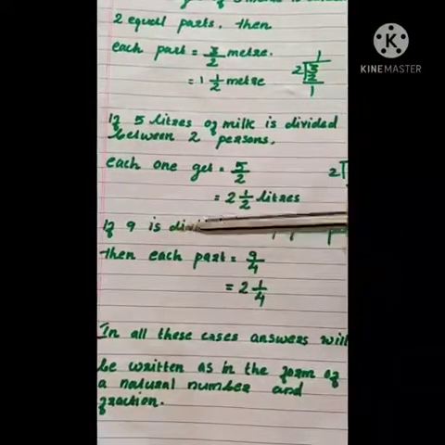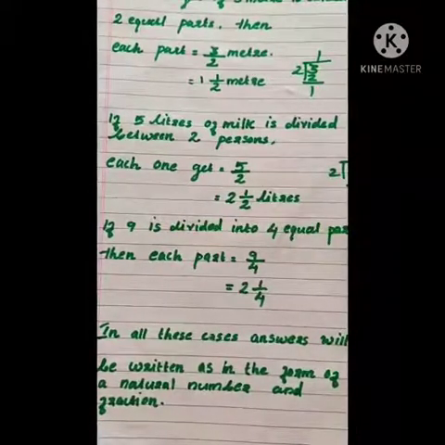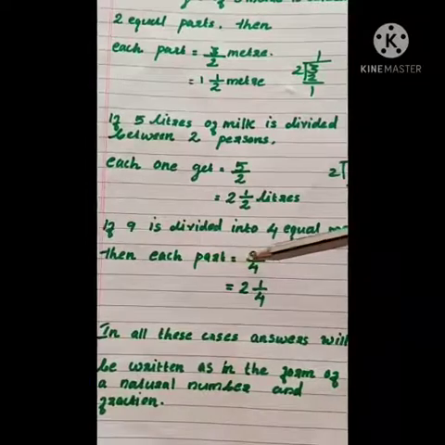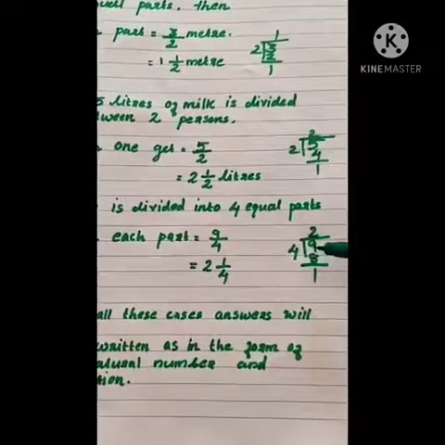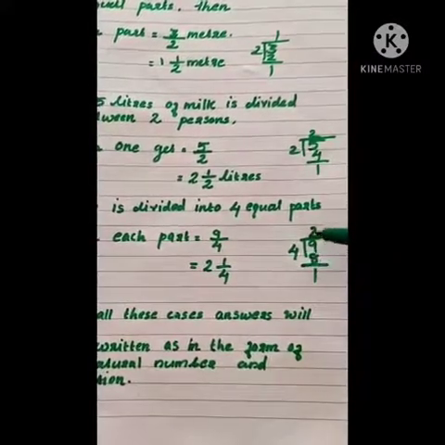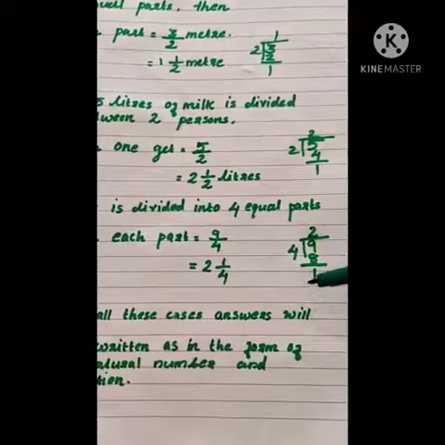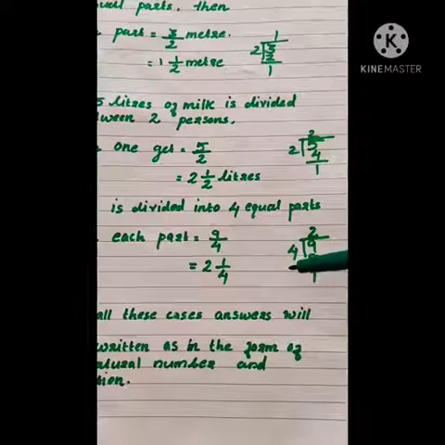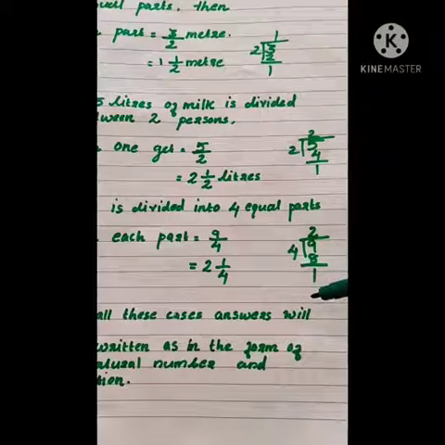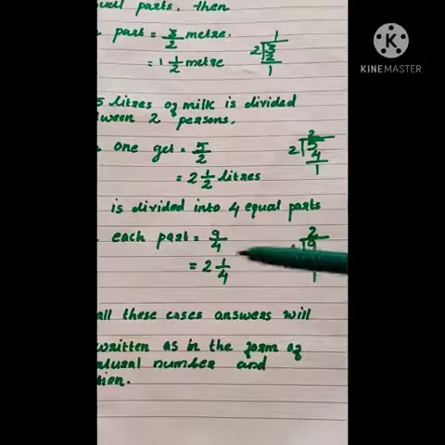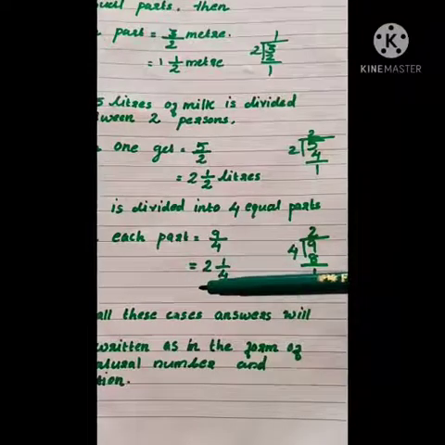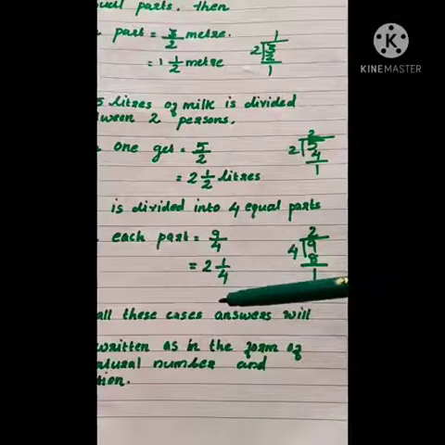Again, if 9 is divided into 4 equal parts, then each part will be 9 by 4. Dividing 9 by 4, we get the quotient as 2 and remainder as 1. The remaining one is divided into 4 equal parts, then each part will be 1 by 4. So all together each part is equal to 2 and 1 by 4.